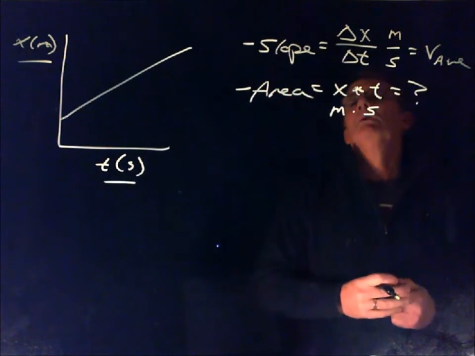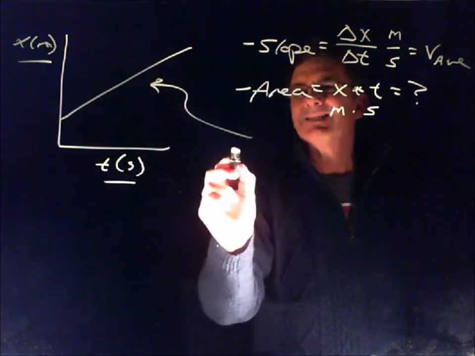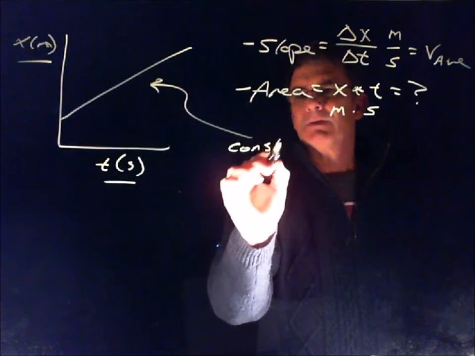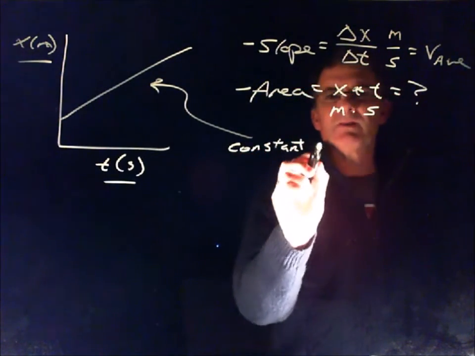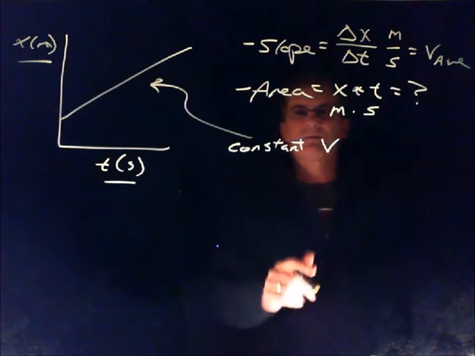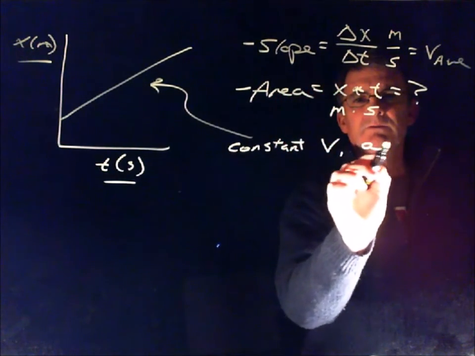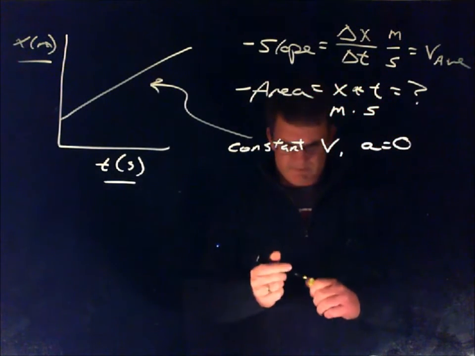So now we're looking at the slope. And what do I see about the slope? I see it's constant. And since the slope is constant and the slope is velocity, then that tells me this object is moving with constant velocity, which means acceleration is 0. There's no net force acting on it.